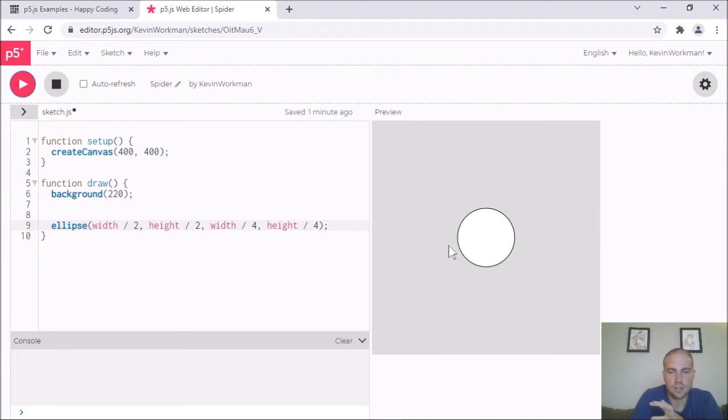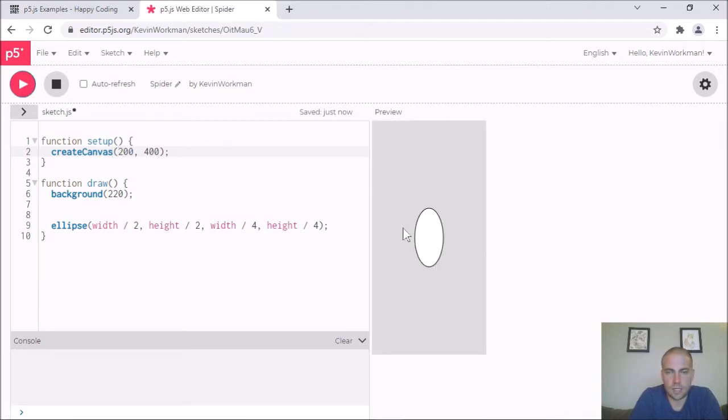So notice that kind of nothing changed. I didn't do that intentionally, but it's kind of funny because the canvas size is 400, 400, and I'm dividing by 4. So the circle here is 100 by 100, which is what I was hard coding before. But now here's the magic. If I say decrease the width, then my ellipse is going to kind of get squished as well.